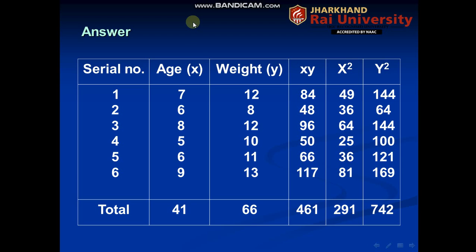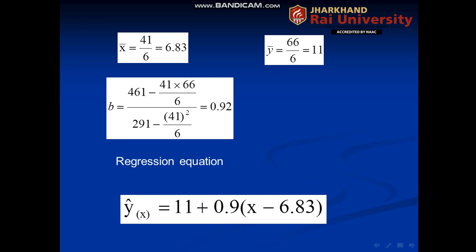So after calculating this x, xy, x square, y square, we have to sum all of these into the total row, that is sigma x, sigma y, sigma xy, sigma x square, sigma y square. After that we will substitute with the help of the above equations of regression, that is x bar equals 41 by 6, y bar equals 66 by 6, and after calculating all these we have to calculate the value of b, that is equal to 0.92, and after this the regression equation is y minus y bar equals 0.92 times (x minus 6.83).